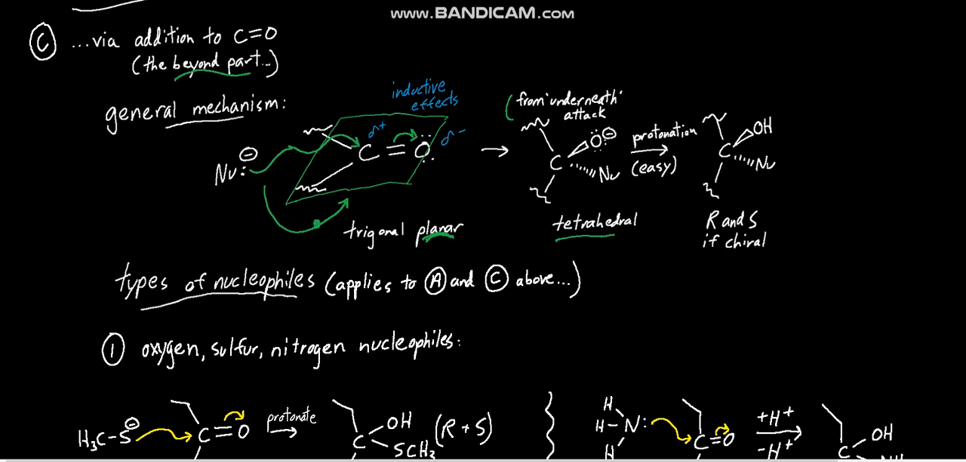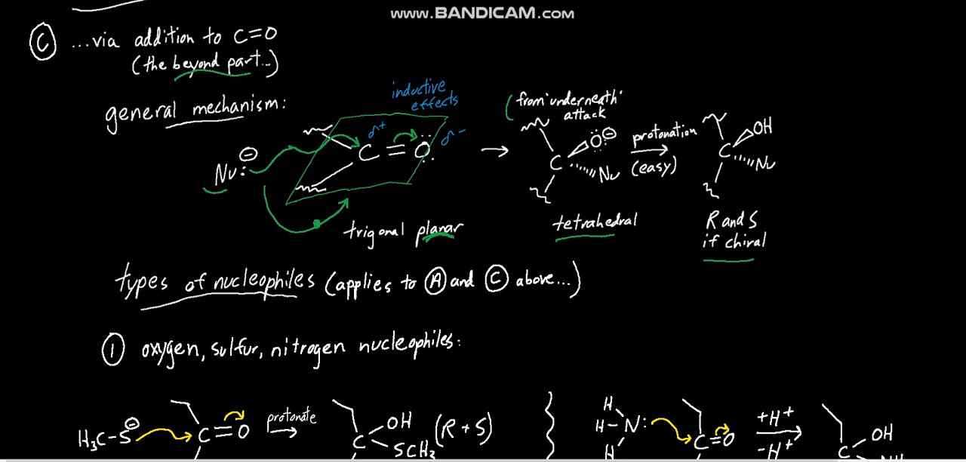You would also have the equally likely attack from above, followed by a quick protonation like I just mentioned. You get an alcohol plus whatever this nucleophile is, and if that molecule is chiral, you would have an equal mixture of R and S because of the likelihood of attack on top and bottom.